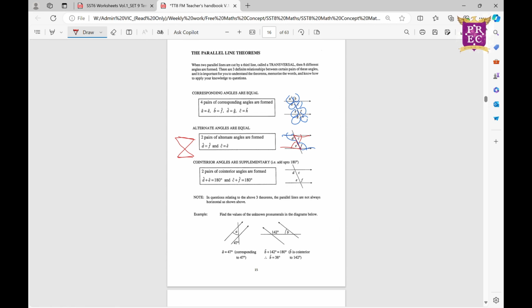Co-interior angles are supplementary, so D and E add up to 180, C and F add up to 180. D and C add up to 180, and E and F add up to 180. Okay.